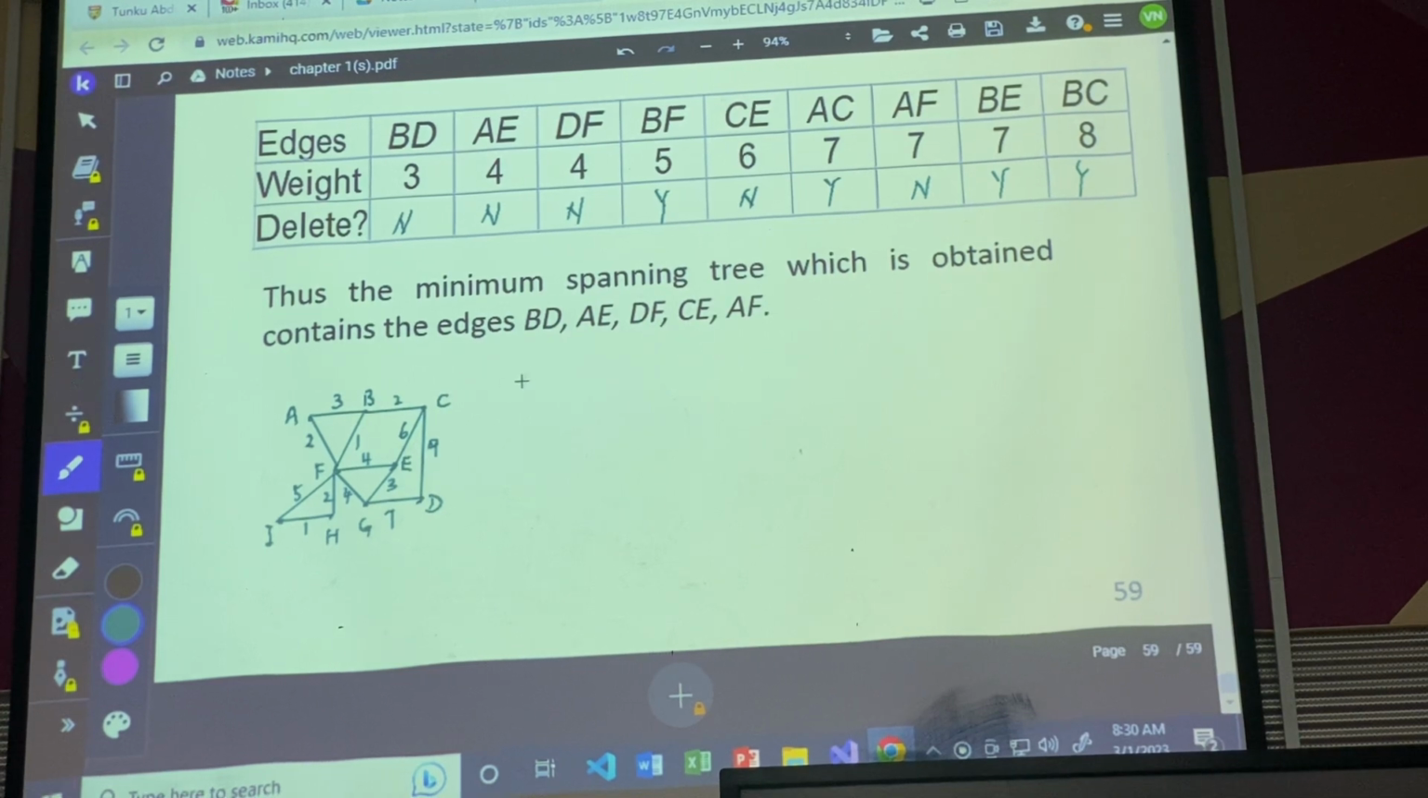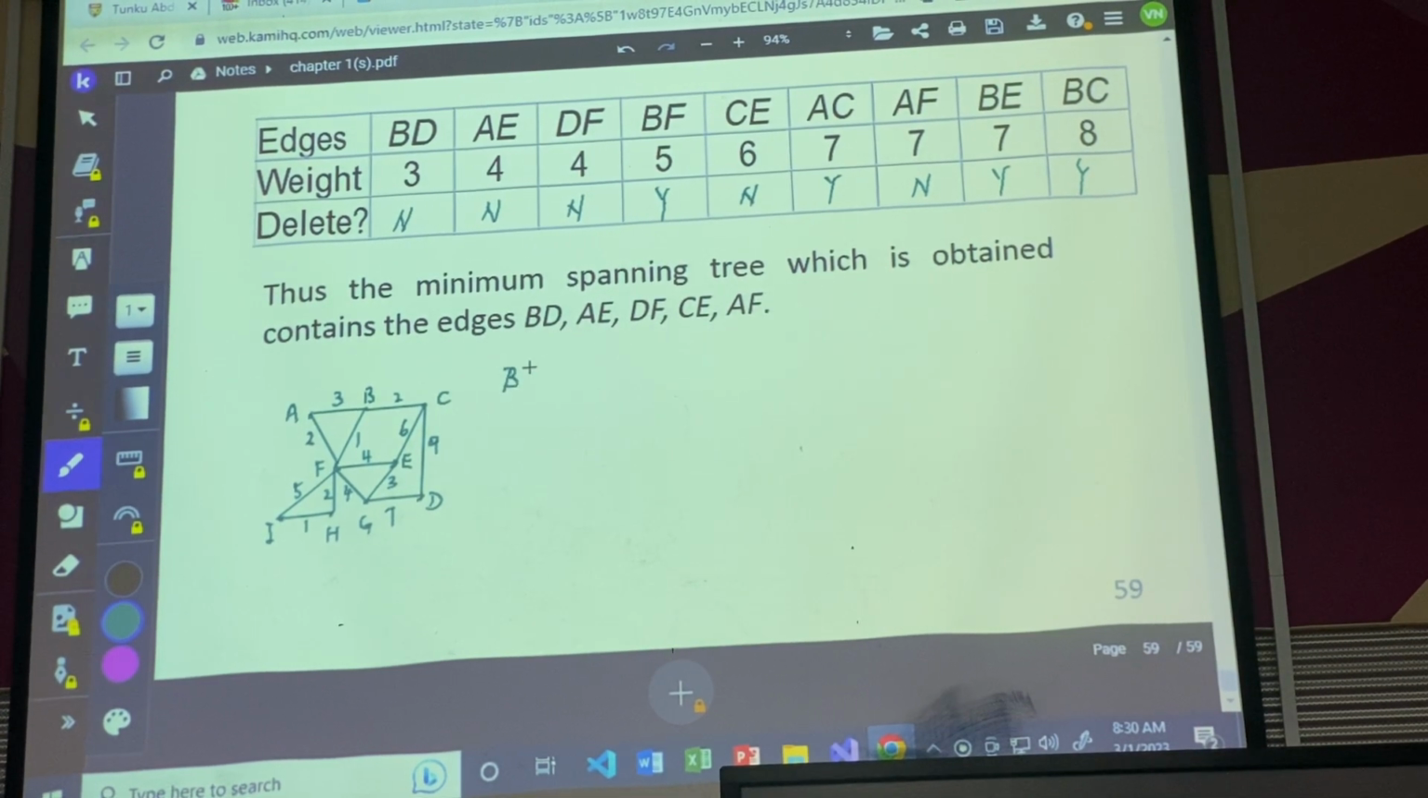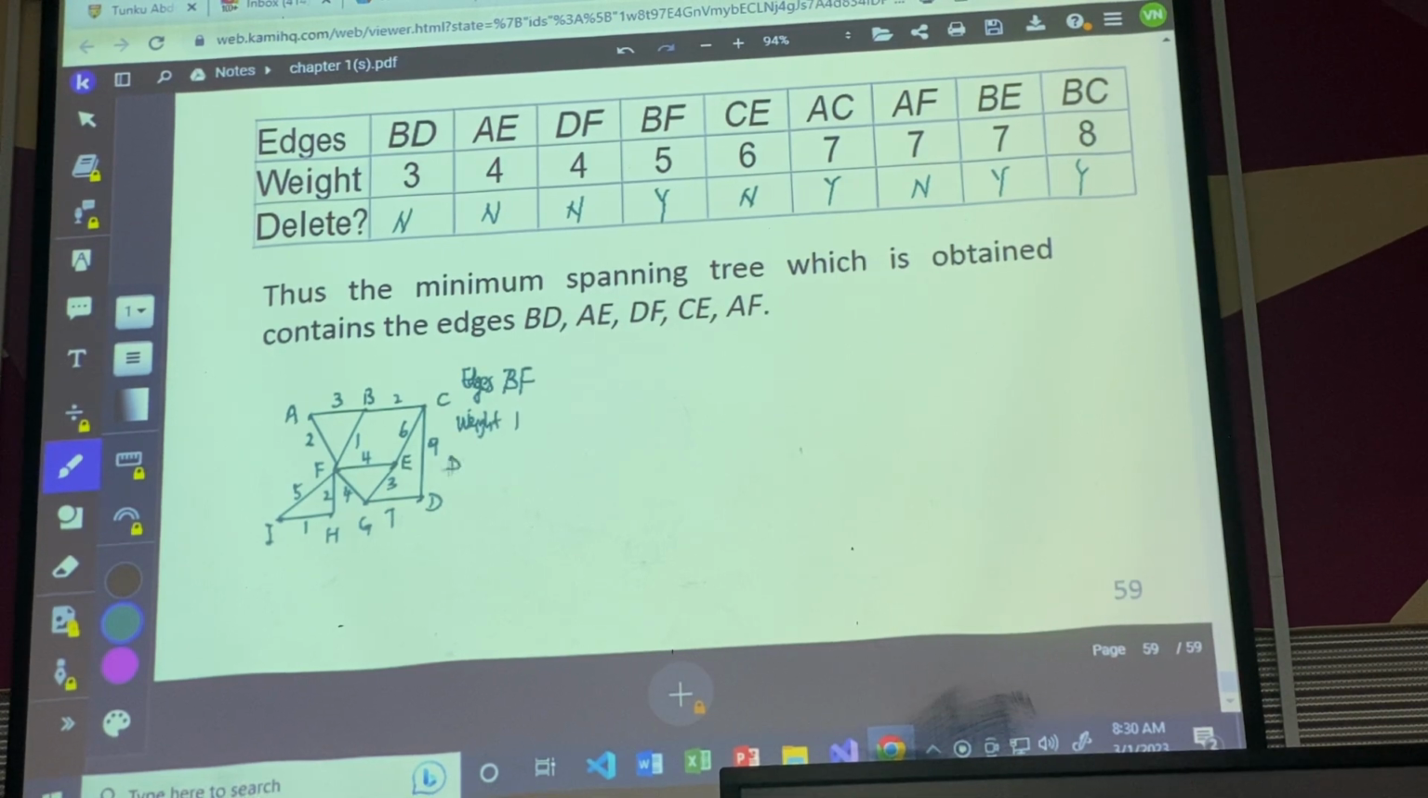So you will have the first one is BF for the weight one. This is the weight one. Okay, so you can label this as the edges. This is the weight. And this one is whether you delete or not. Okay, then the second one is the weight 2. So you have AF and BC, weight 2, FH, also weight 2.